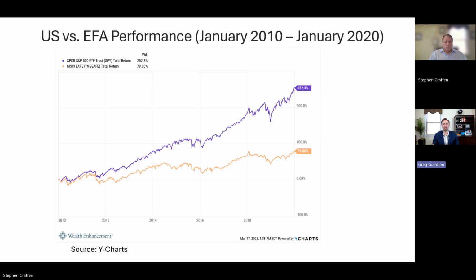Now, from January 2010 to January 2020, I think we know that the U.S. really took off, right? So the cumulative return here, I mean, it's a pretty big divergence. We have 252% versus 79. So many folks that were chasing performance might have said, you know what, let me get out of international, which, as we know today, may not have been the wisest move.